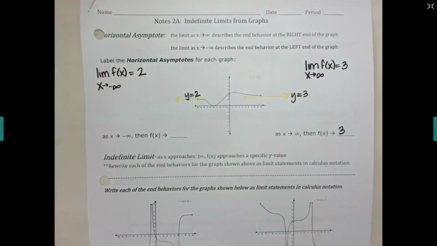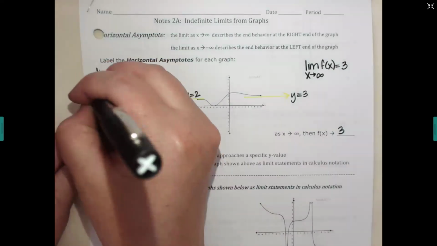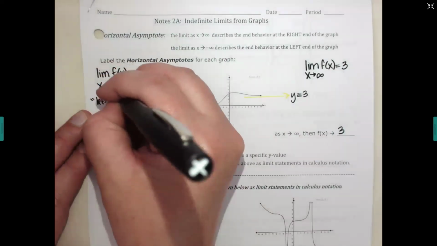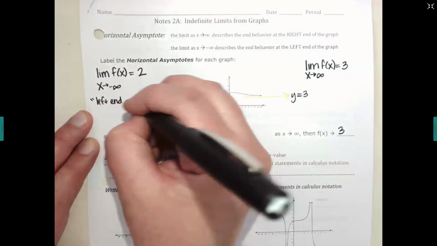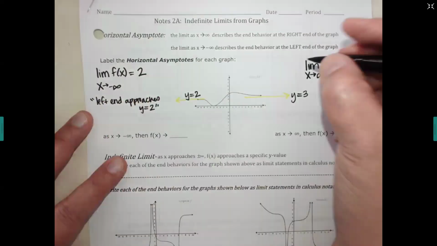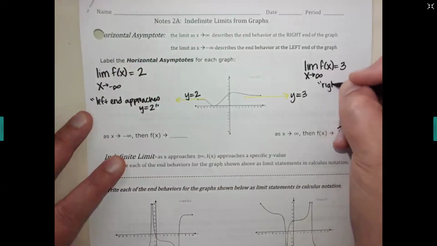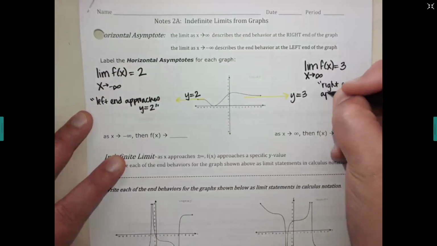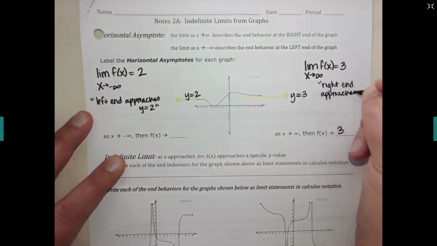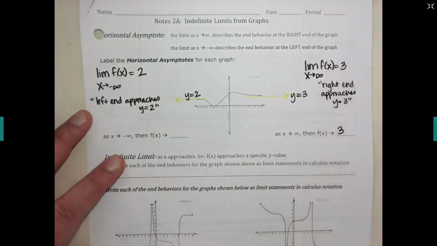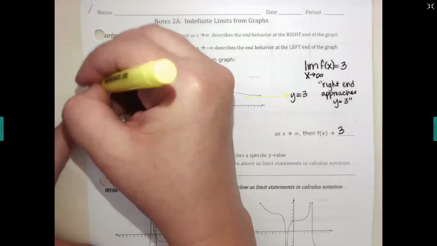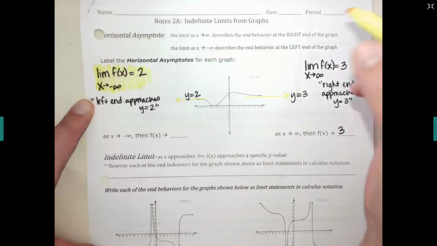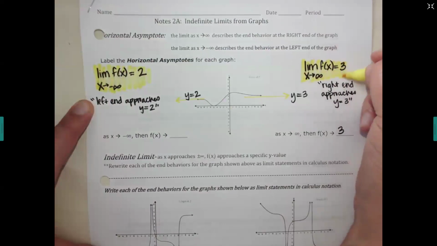All right, then I also want you, for the first couple of these, to write it as a little sentence. This means the left end approaches 2. And this means that the right end approaches 3. Okay? But this limit statement is how you're going to need to write it for this class, and also for this assignment.